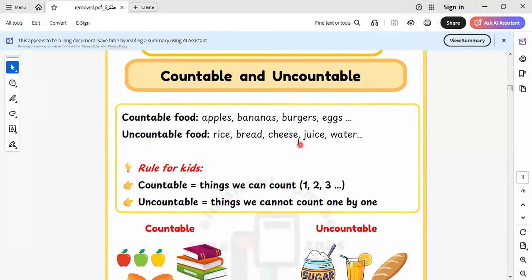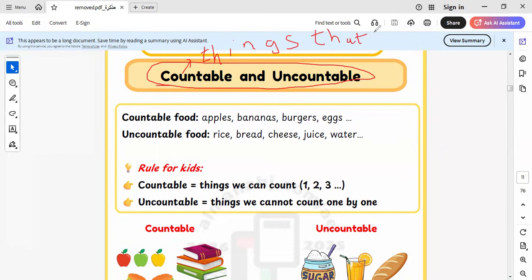So here we have a grammar rule. I would like you to learn with me this rule, which is countable and uncountable nouns. What is the meaning of countable and uncountable nouns? Countable means things that can be counted. It means we say 1, 2, 3, and so on. Things that I can count. Okay, when we count them, I say 1, 2, 3, and so on.